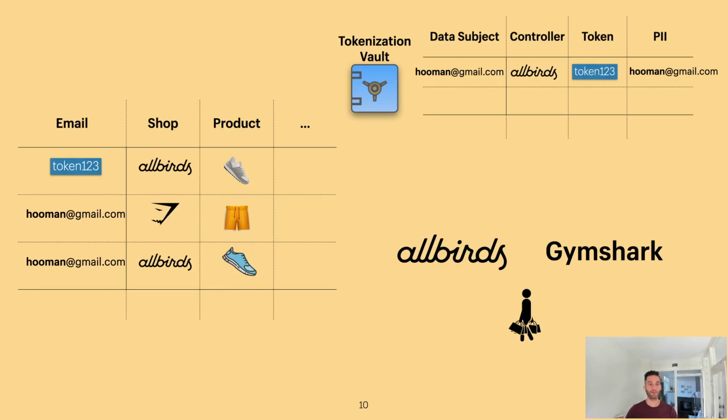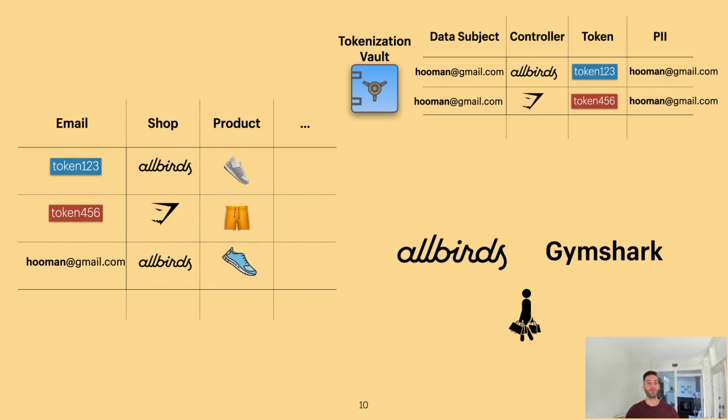So next we do the same thing for the second row, and even though it's the same PII, the same data subject, it gets a new token, and that's because the controller is different. It's no longer Allbirds, it's Gymshark. Hence, we have token 456, and it gets replaced in this table.